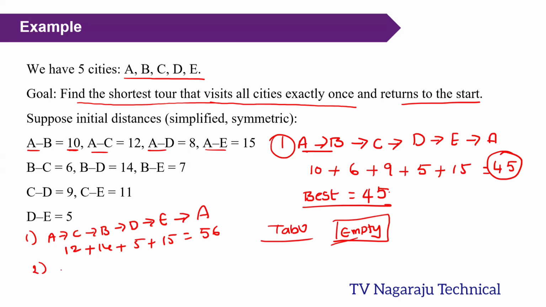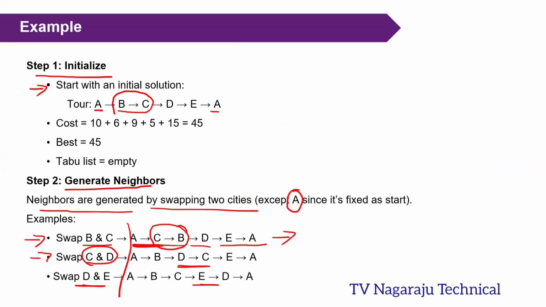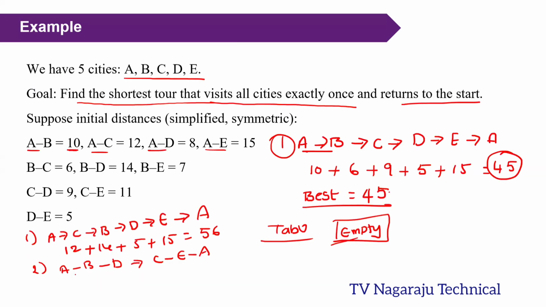Now what is neighbor 2? A to B, B to D, and D to C, C to E. Check this one: A, B, D, C, E, A. Now A to B, the cost is 10. B, D, the cost is 14. D, C, the cost is 9. C, E, the cost is 11. And E, A, the cost is 15.